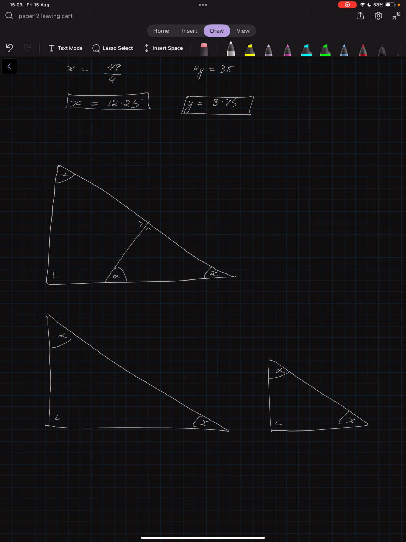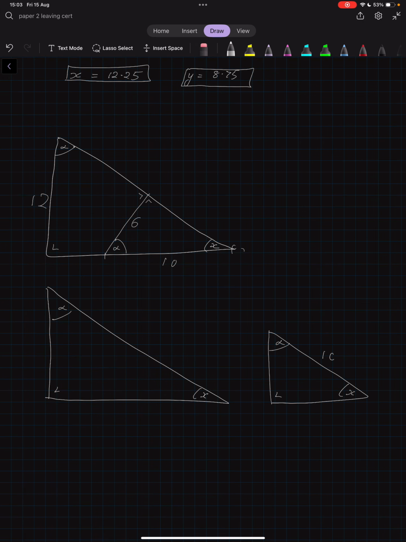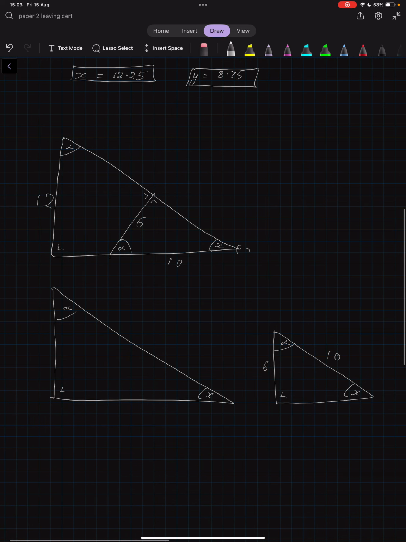Okay? So now, you're told that this length here is 6, this length here is 12, and this length here is 10. So specifically from here to here. So now I'm going to write those in. So in the small triangle, we have that this is 10, this is 6. I don't know how long the side from the right angle to the X is. So I don't know how long that is. And I know that this here is just 12. Okay?